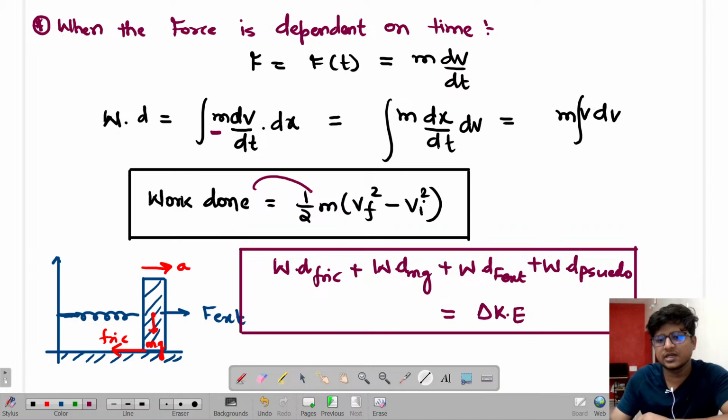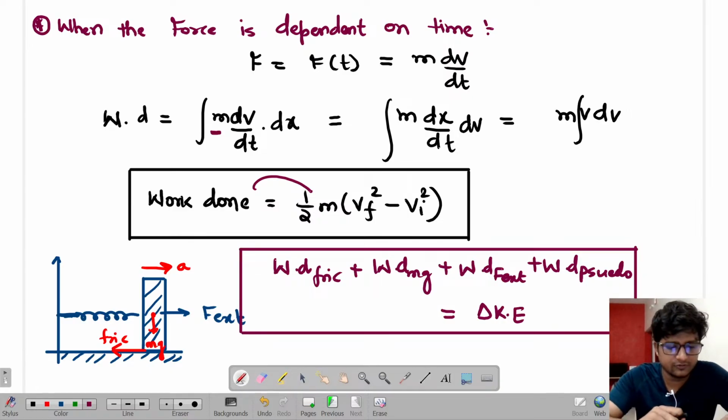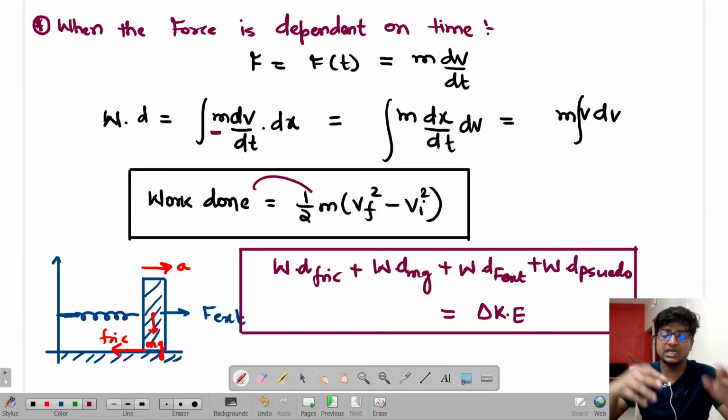That all the forces present on any kind of body, if I take their sum, means add all the work done by friction, work done by gravity, work done by external force, work done by pseudo force, work done by normal, work done by tension, whatever you take, that is just equal to the change in kinetic energy of the body. Are you able to get me or not? And this is called as what? Work energy.